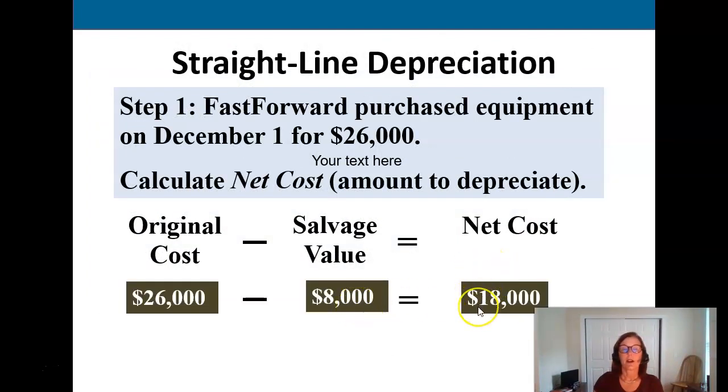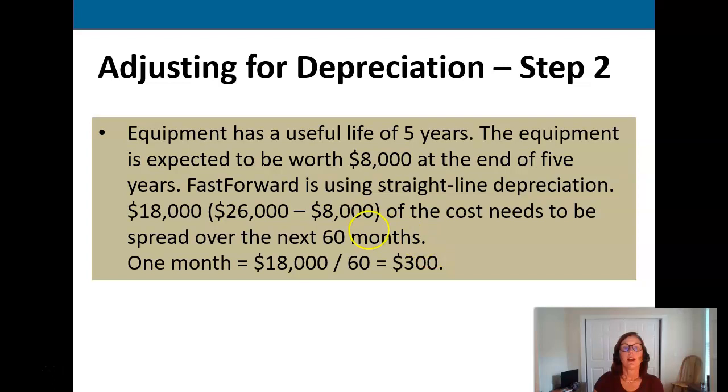So just again, a way to show how that net cost, how we arrived at the amount that we're going to be depreciating. And because we're going to depreciate that $18,000 over 60 months, that's going to amount to $300 a month in depreciation.